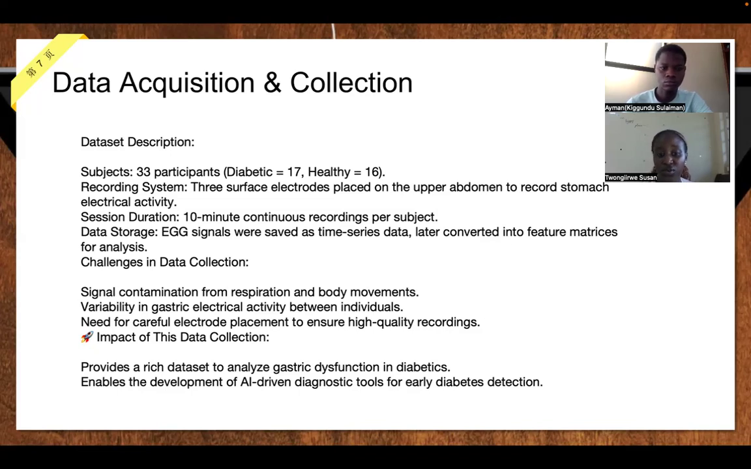And the challenges in this data collection could be signal contamination from respiration, variability of gastric electrical activity between individuals, then the need for careful electrode placement to ensure high quality recordings. Then the impact: it provides a rich data set to analyze gastric dysfunction and enables development of the AI. That's all I had for you.